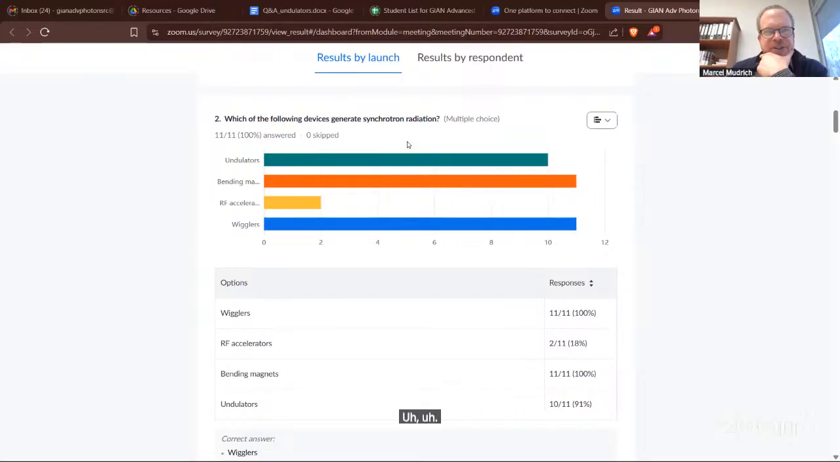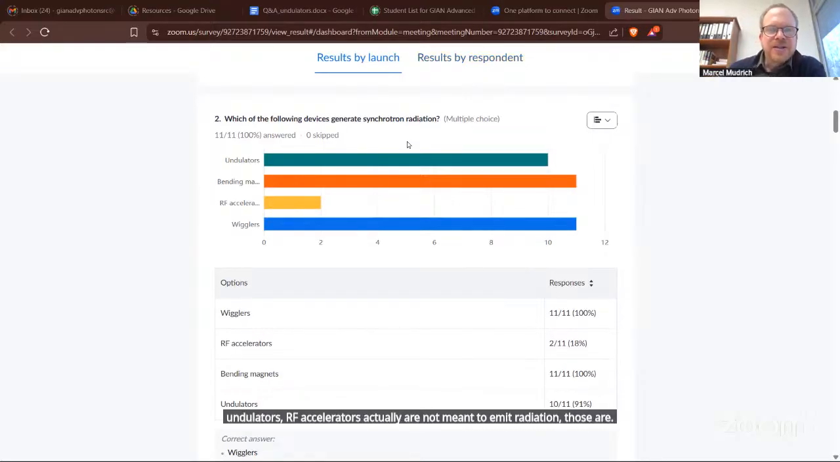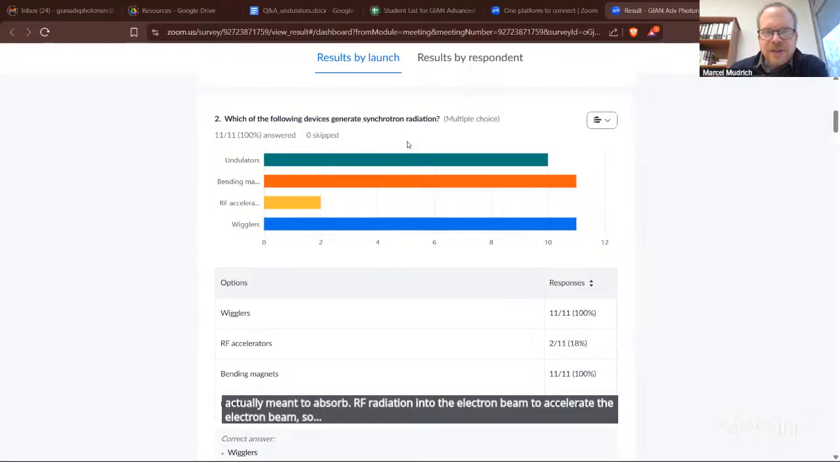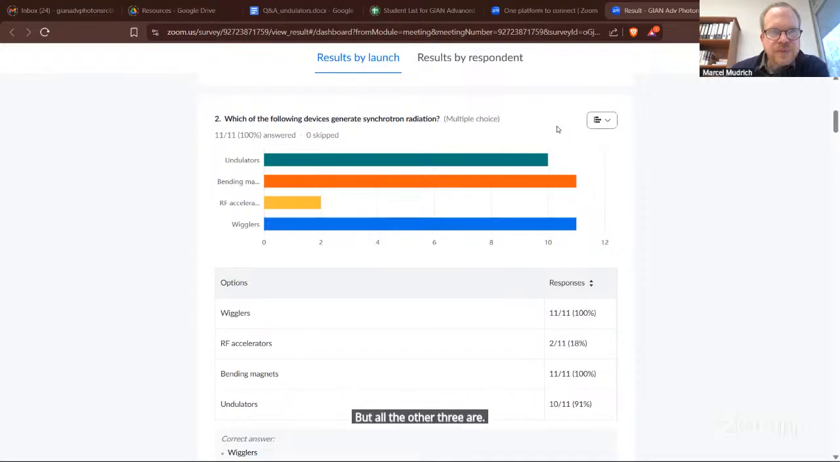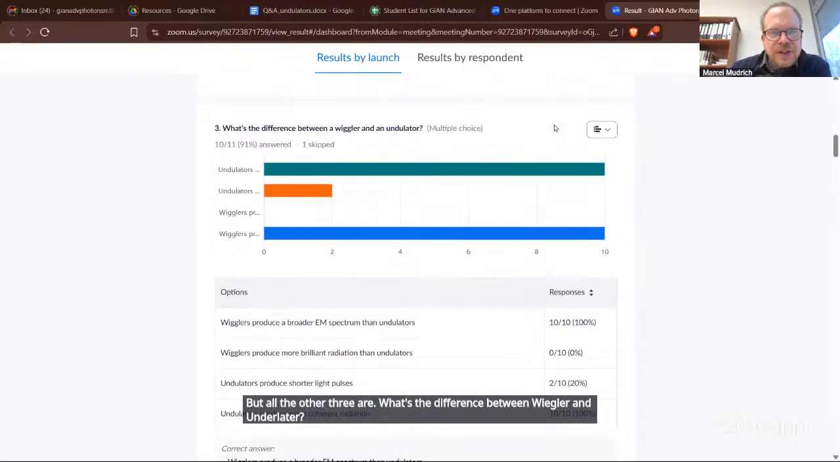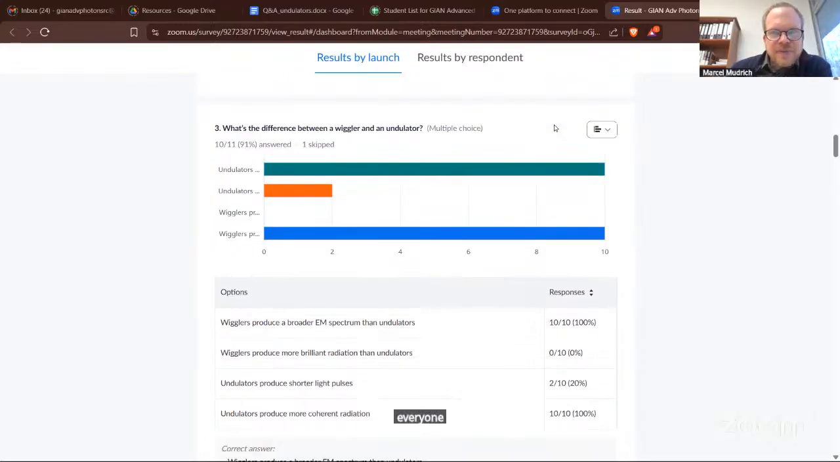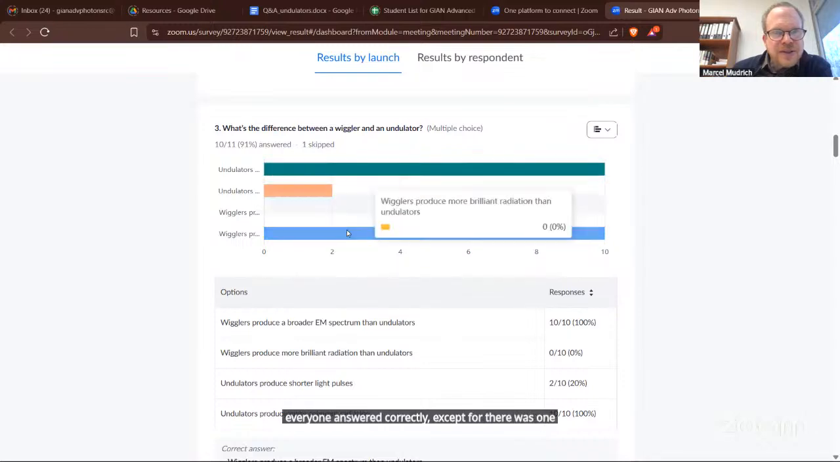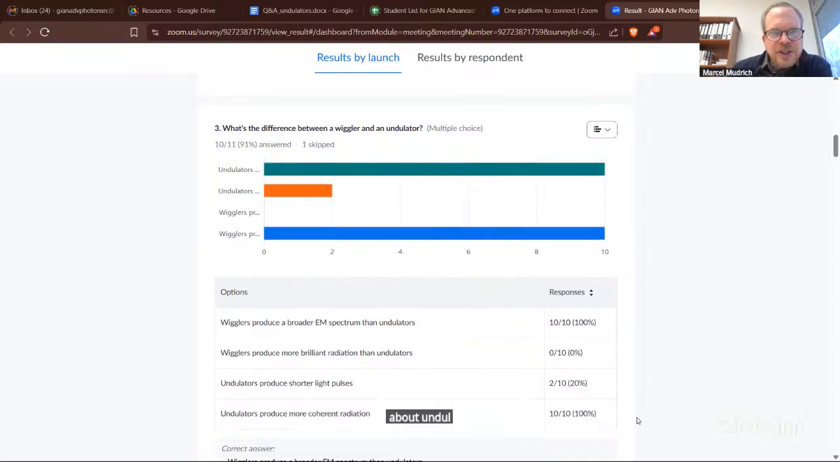Number two: synchrotron radiation is emitted from wigglers, bending magnets, undulators. RF accelerators actually are not meant to emit radiation. Those are meant to transfer RF power into the electron beam to accelerate it. So that's not a photon source, but all the other three are. What's the difference between wiggler and undulator? Everyone answered correctly, except there were one or two answers about undulators producing shorter pulses.